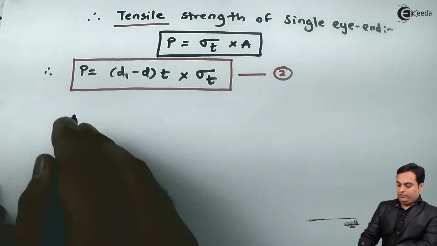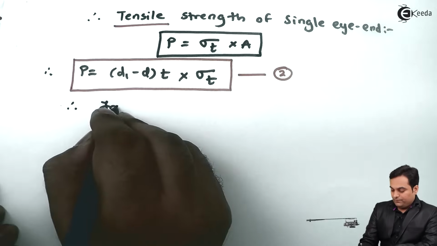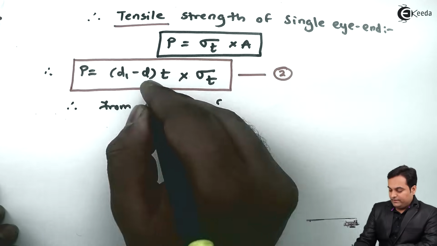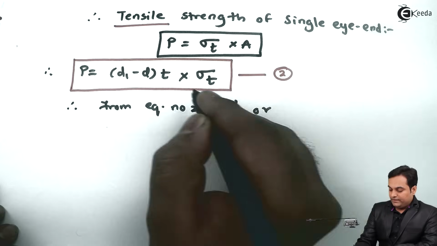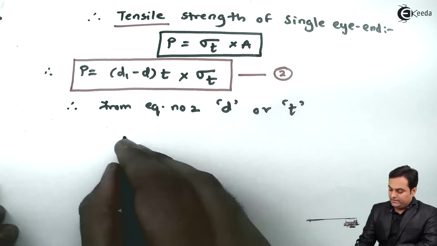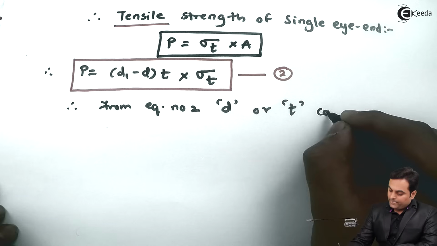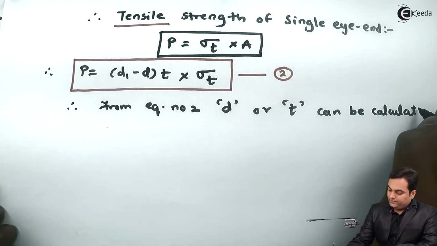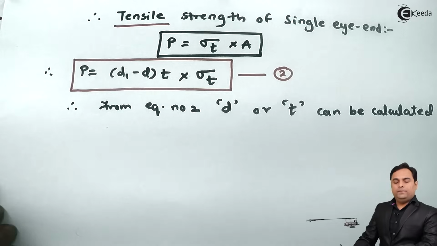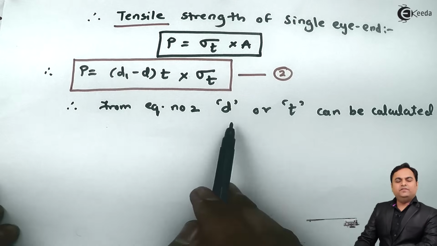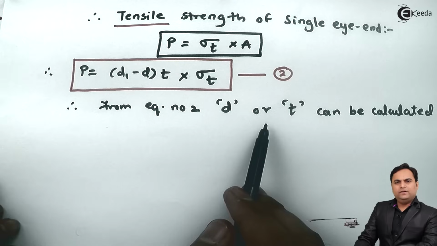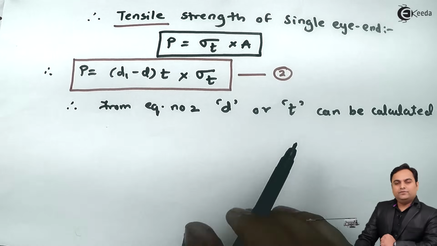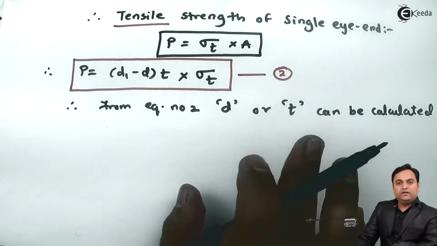I'll say that therefore from equation number 2, either D1 or t, which is the thickness of single eye end, can be calculated, because I can fix any one dimension by using the relation which is called an empirical relation, and then I can find any one of the values. So this was regarding the tensile consideration.